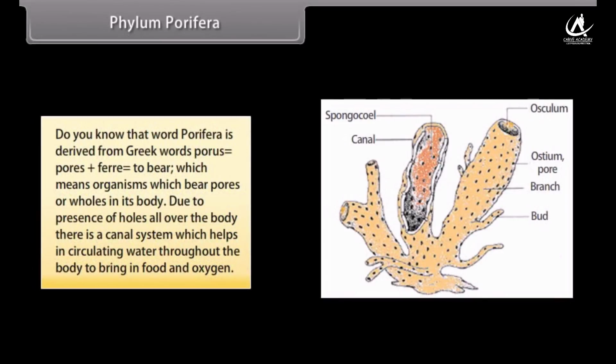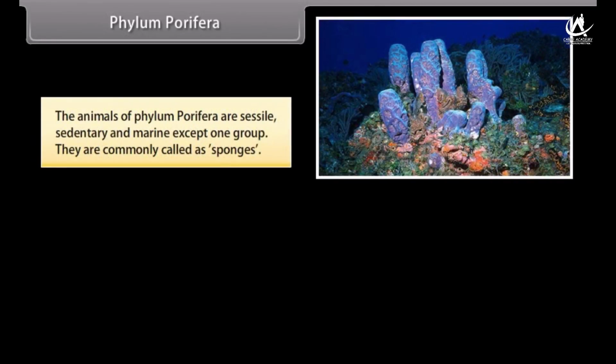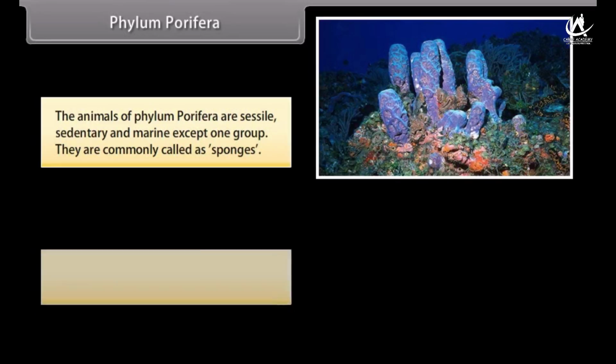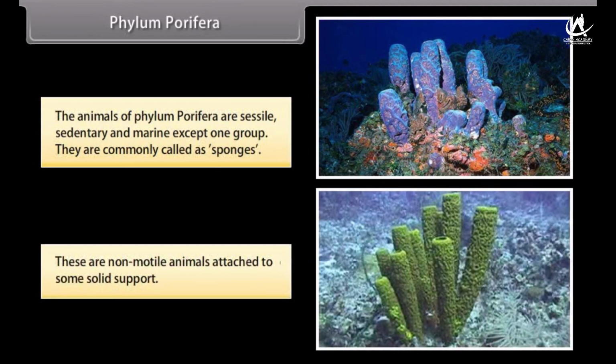Phylum Porifera. Do you know that the word Porifera is derived from Greek words porous, which is pores, plus fere, to bear, which means organisms which bear pores or holes in their body? Due to the presence of holes all over the body, there is a canal system which helps in circulating water throughout the body to bring in food and oxygen. The animals of phylum Porifera are sessile, sedentary, and marine except one group. They are commonly called sponges. These are non-motile animals attached to some solid support.